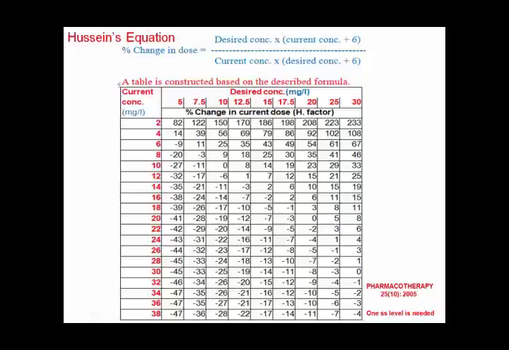Okay, so in the left column is the current concentration where you start with, and on the right, in red, the row here is the desired concentration, and you go down to find the percentage change in current dose, which I call the H factor. And this table was derived from this equation here that I made up, and in this equation I was able to use the factor of 6 here, and that was the KM actually in this patient population.